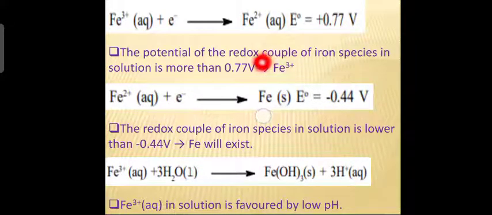Alright. Now, as the reaction does not involve H plus ion, the redox potential is independent of pH. So, pH depends on H plus ions. Okay, you know the formula. pH is equal to negative logarithm of hydrogen ion concentration. Therefore, pH depends on H plus concentration. Okay. So, hence the line is horizontal or parallel to the x-axis. If the potential of the redox couple of ion species in solution is more than 0.77 volts, then only Fe3 plus ions will exist in the solution.